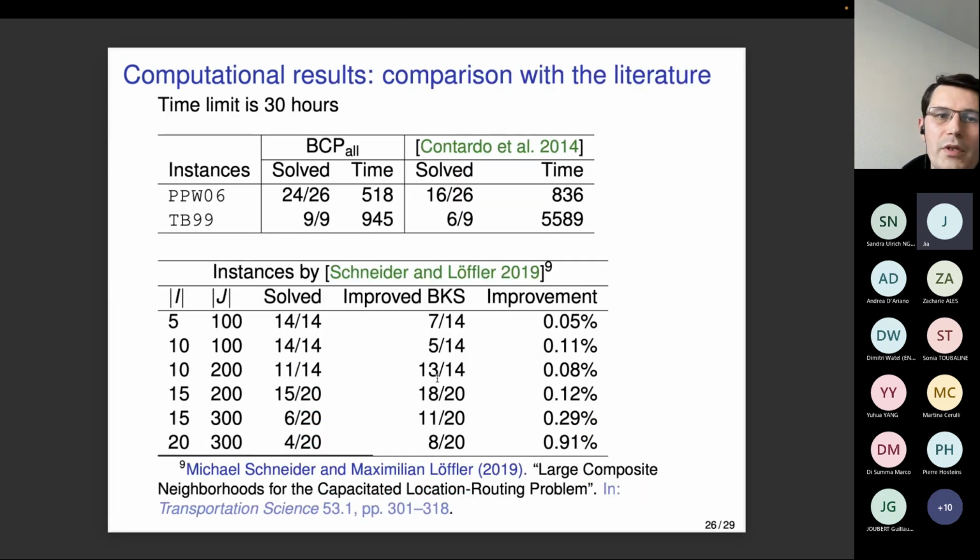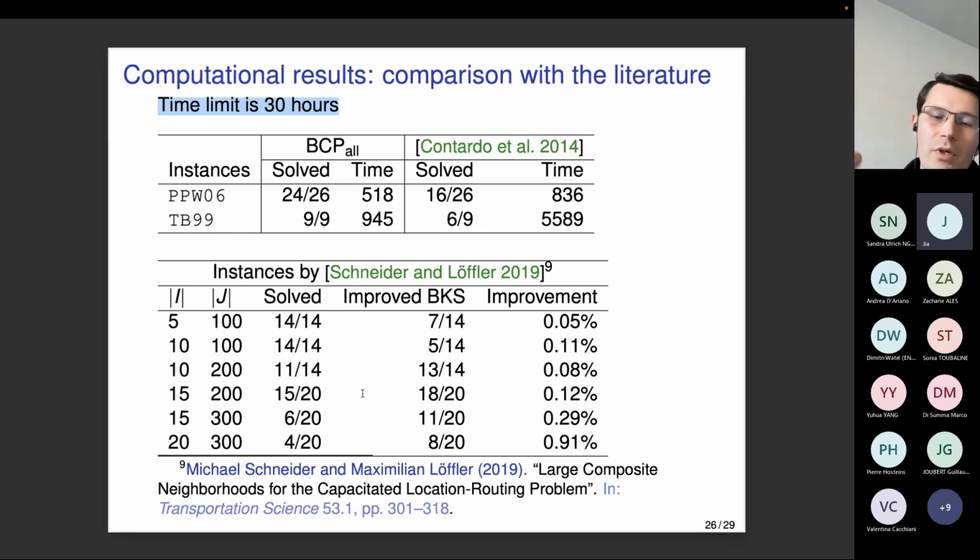And so some quick comparison with the literature. So we can solve much more instances than the best known approach so far. And another important remark here is that we started to solve instances which were never solved before, and these instances were proposed by this heuristic paper by Schneider and Loeffler. So you can see that the solution time is quite high. So of course we cannot use this approach to solve large instances in practice.